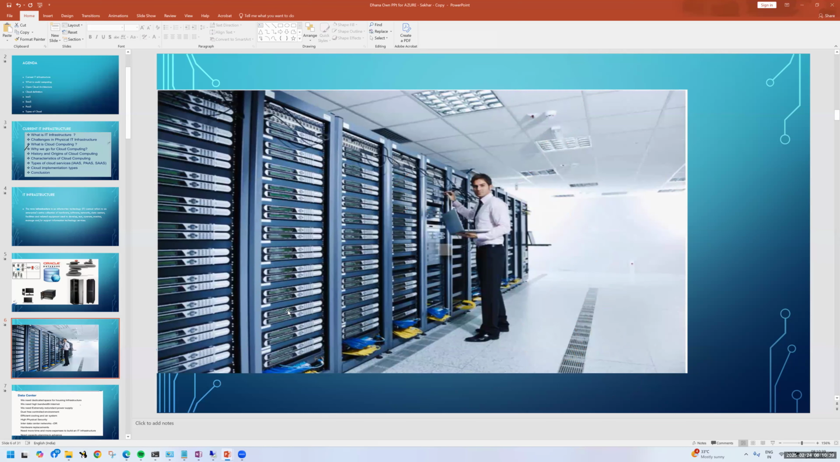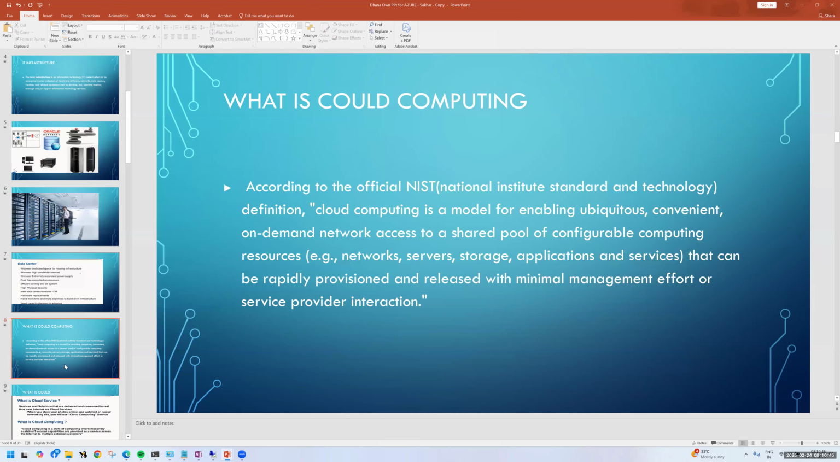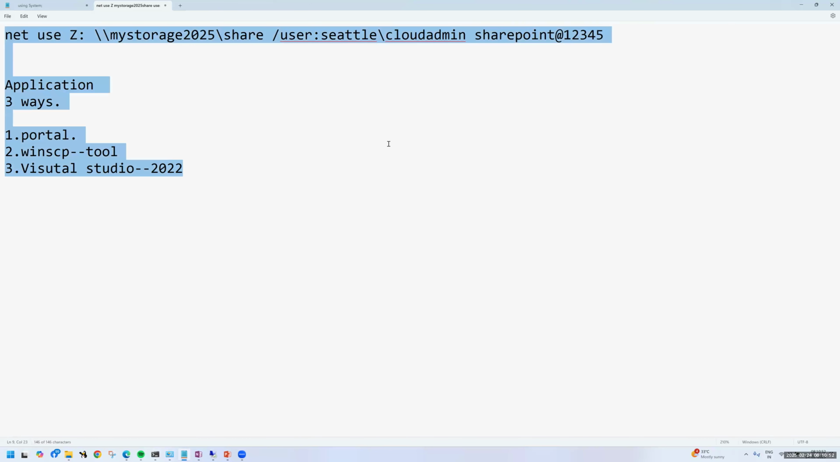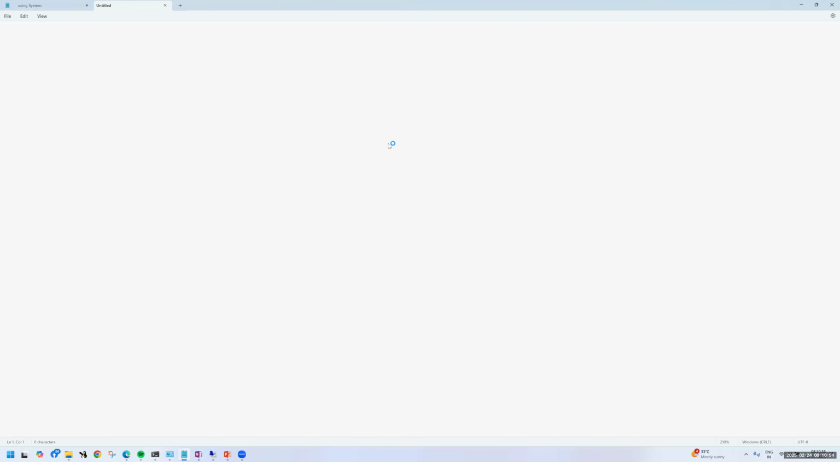Due to that, the entire IT industry is looking towards cloud. In the cloud, as you already know, Microsoft Azure is at present the market leader.